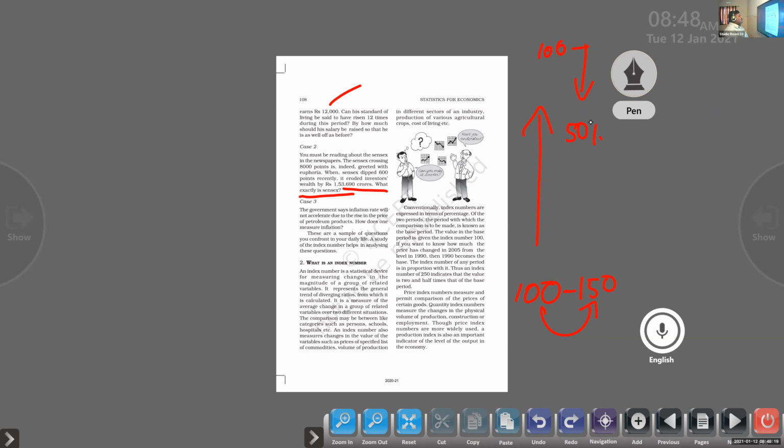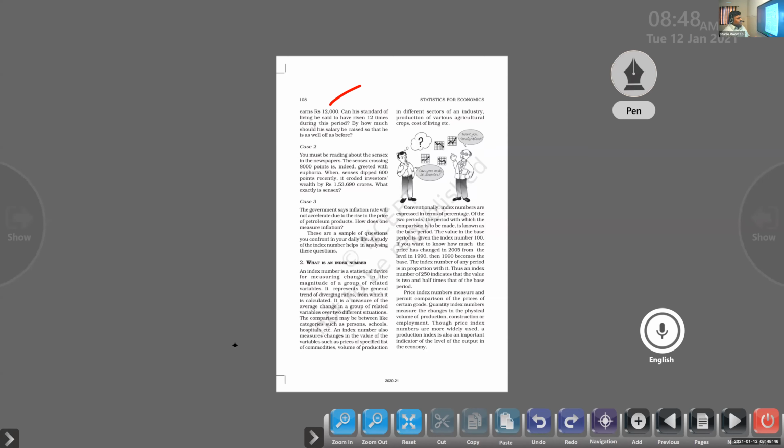Okay, case 3. The government says inflation rate will not accelerate due to the rise in the price of petroleum products. How does one measure inflation? So the government says that the petroleum price increase will not lead to inflation in the market. What is your answer? You know inflation. You have to use more money to purchase the products. Obviously, the price of the commodities is increasing. That's inflation, right? Clear or not?